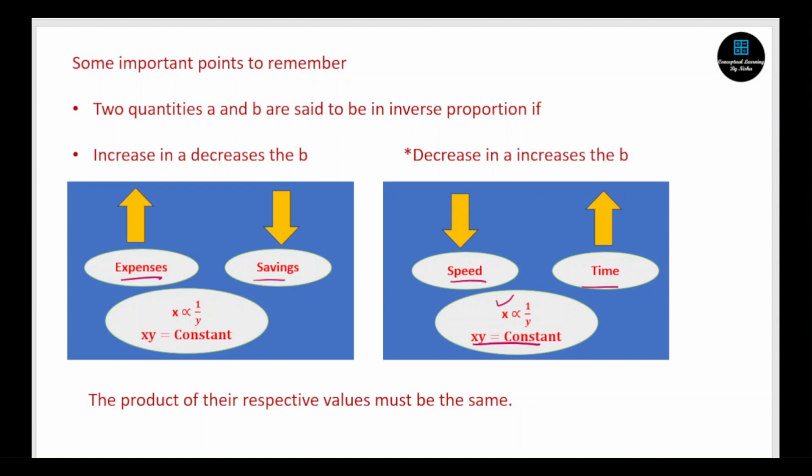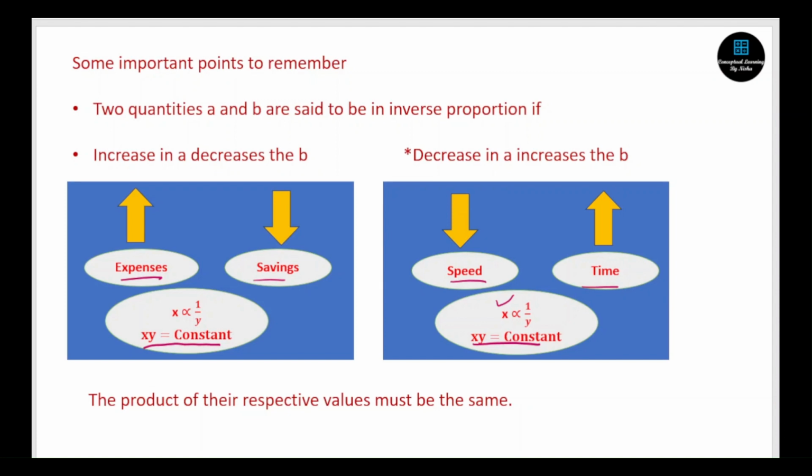Same as expenses and savings. Let's say I have 1,000 rupees pocket money every month. If I spend 800 rupees, then savings are 200 rupees. When I spend less money, let's say 600 rupees, savings will be more, right? Here the constant is my pocket money, correct? So these are nothing but inverse proportion.